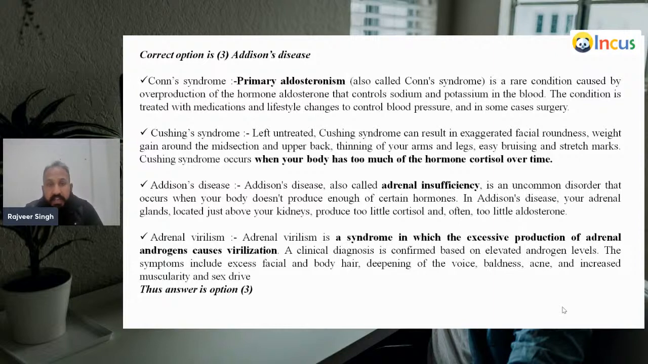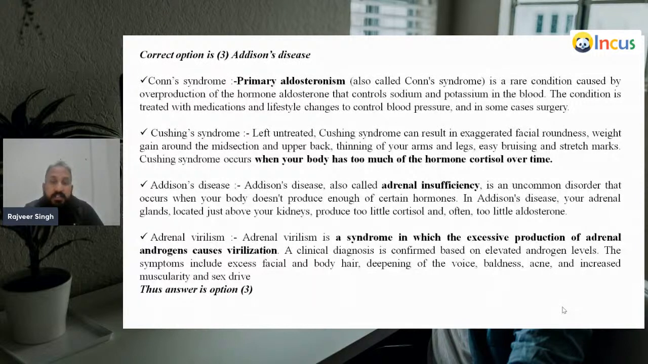Addison disease. Addison disease, also called adrenal insufficiency, is an uncommon disorder that occurs when your body does not produce enough of a certain hormone. In Addison disease, your adrenal glands, located just above your kidneys, produce too little cortisol and often too little aldosterone. Last one is adrenal virilism.